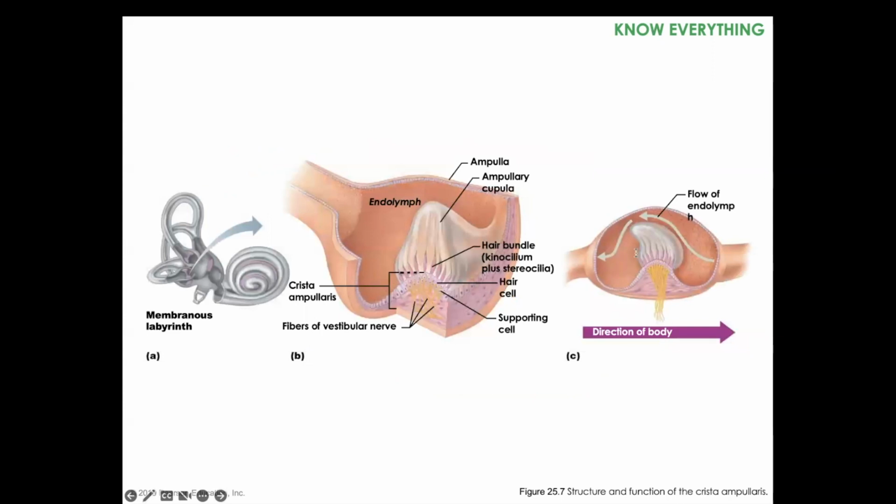So this is an image of the crista ampullaris. The crista ampullaris is composed of hair cells and supporting cells. Below the crista ampullaris is the vestibular nerve, and above the crista ampullaris is the hair bundle. So when you spin in a circle, the endolymph flows backwards and pushes the hair bundle in the opposite direction. And when you stop spinning, the endolymph continues to flow, pushing on the hair bundle. And this is what makes us feel dizzy, like the room is still spinning, even though we have stopped spinning.